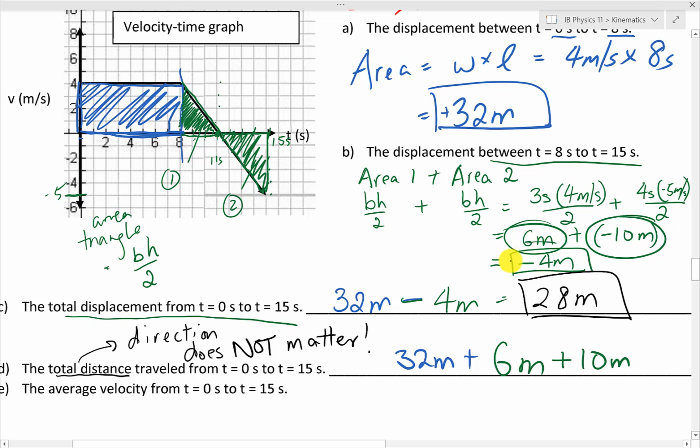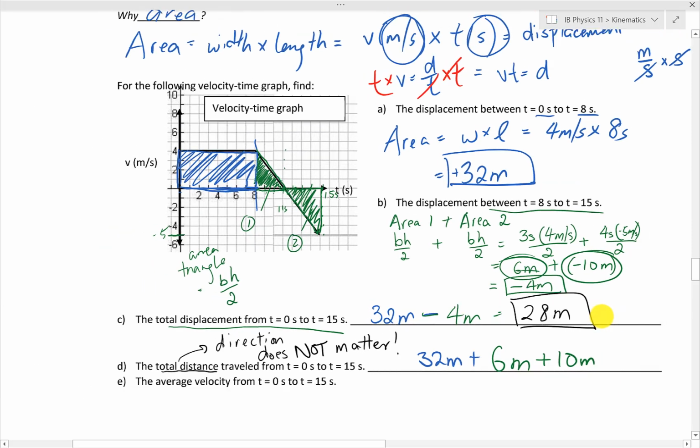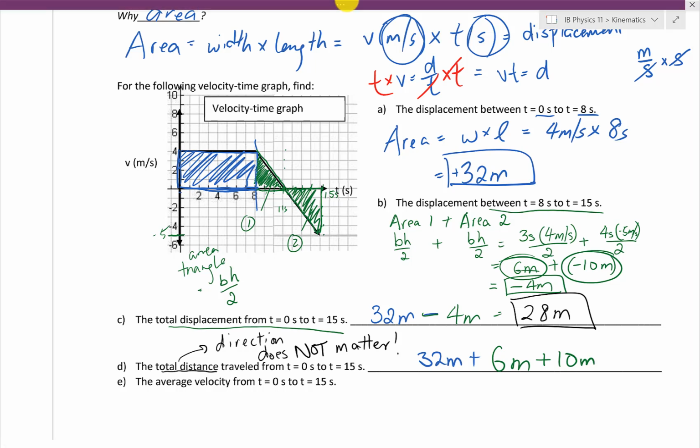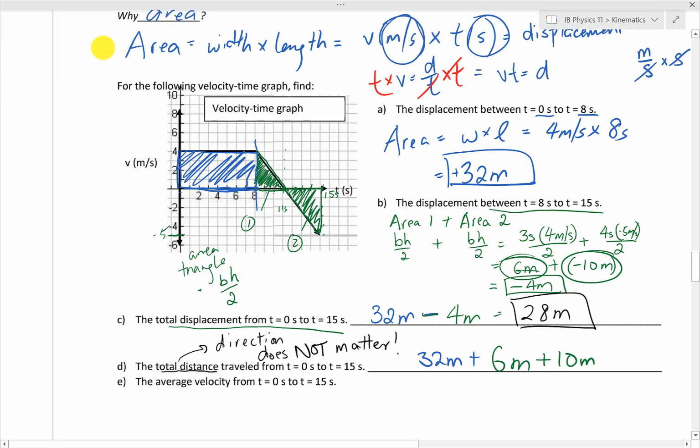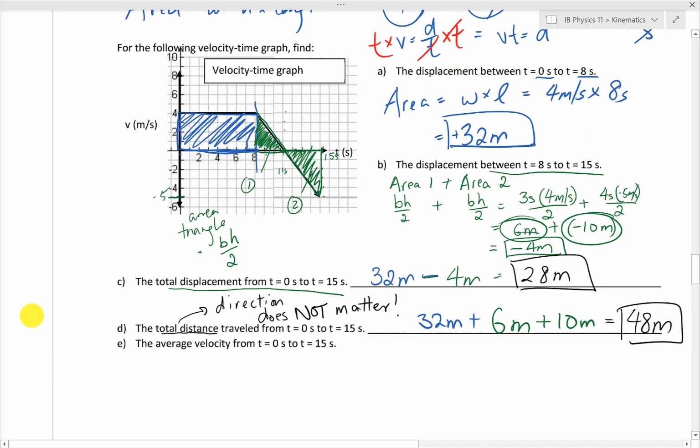Notice I didn't straight up add the 4 meters, because that is just the sum of these two numbers. We have to look at every single motion this person did to find the total distance traveled. That is something we need to be careful of. That gives us a total of 32 plus 10 is 42, plus 6 is 48 meters. So notice we have a bigger number there.